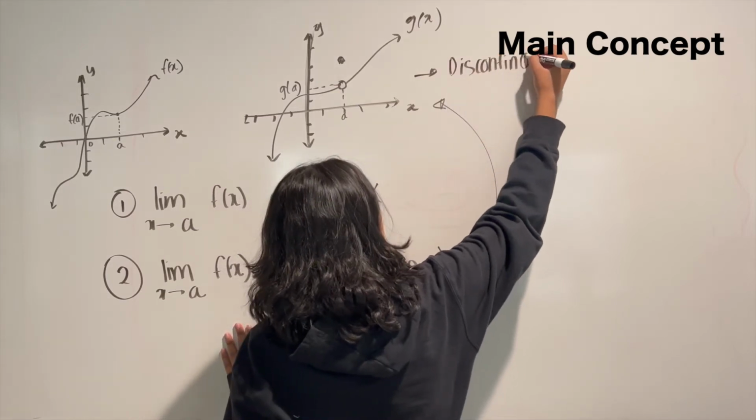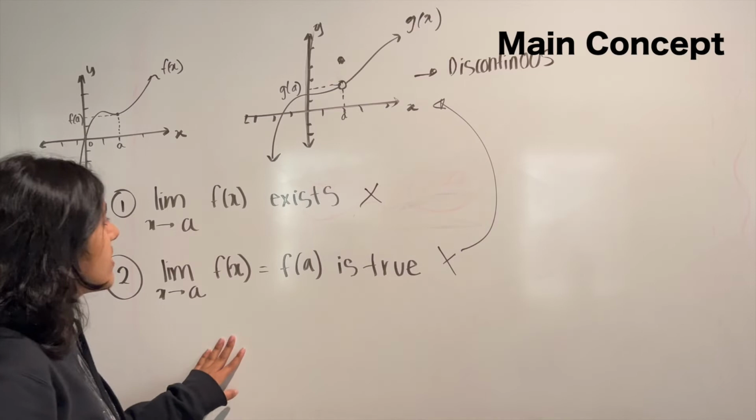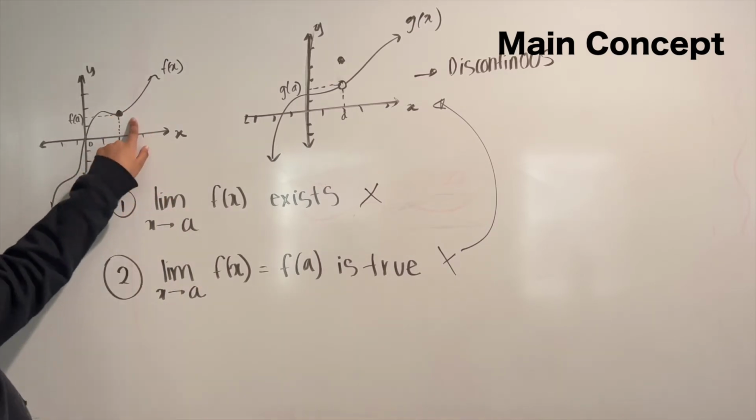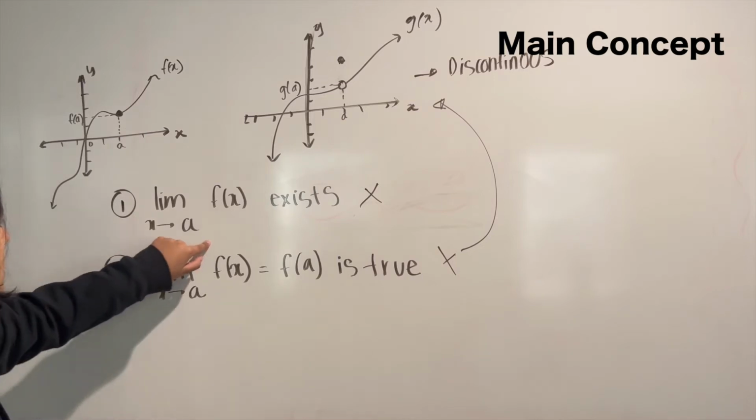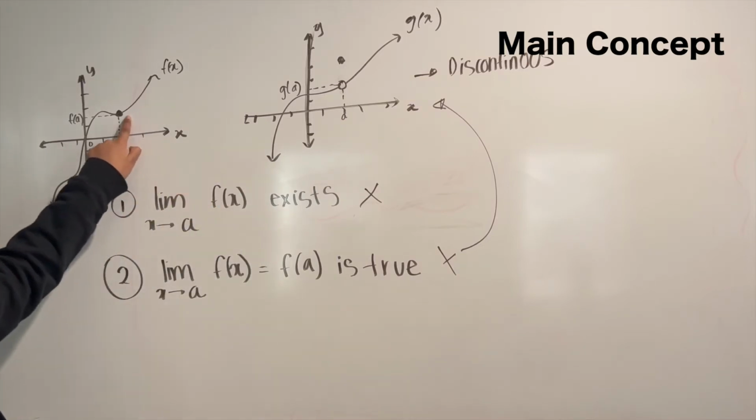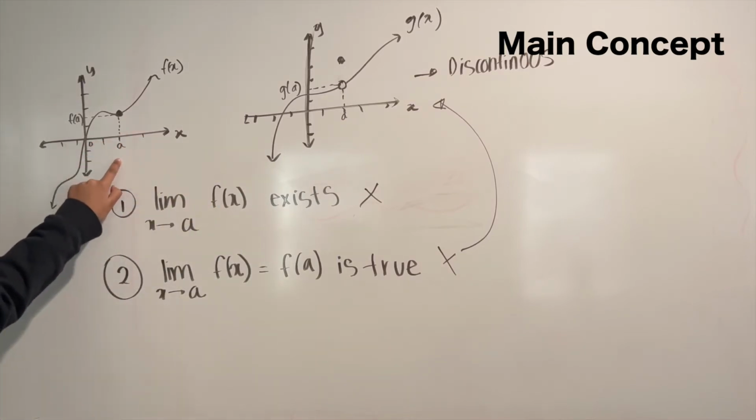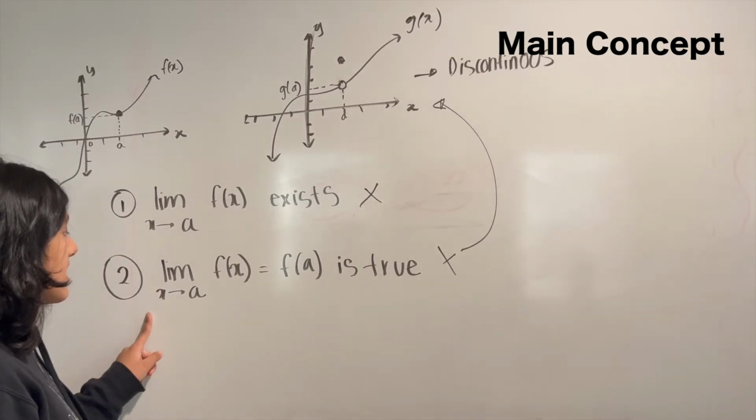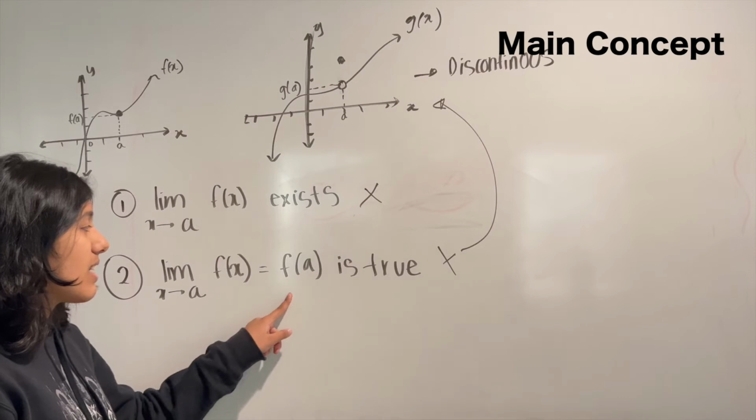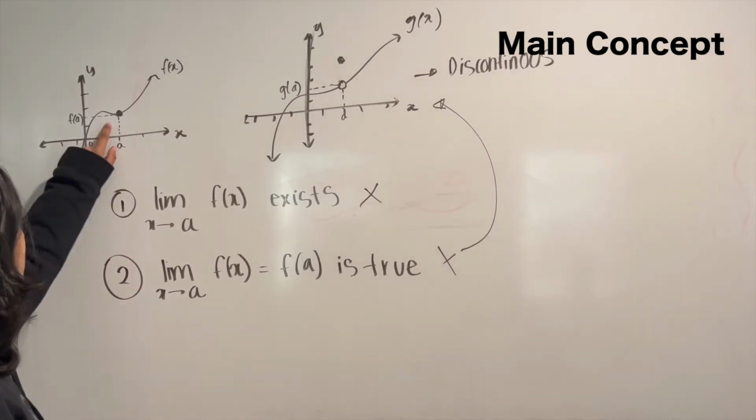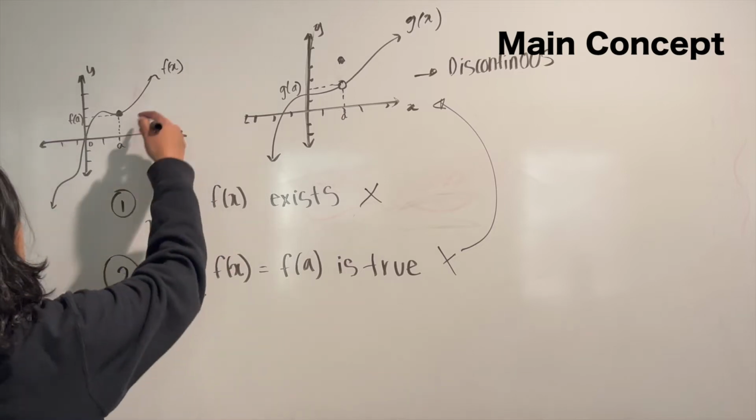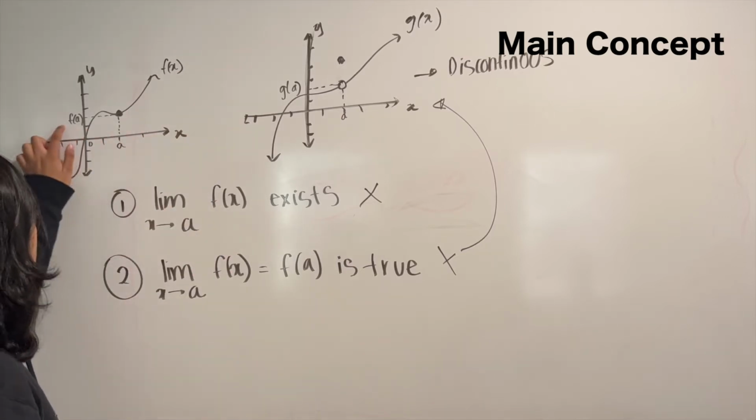discontinuous. However, if we have a graph such as this graph where there is a point on the f of x, you can see that the limit of f of x exists since there's actually a point. And we know that according to the second condition, the limit as x tends to a of f of x equals f of a, we see that as the limit comes from the right side and the left side, it zones in on f of a.